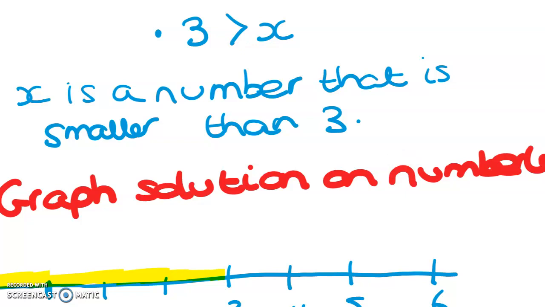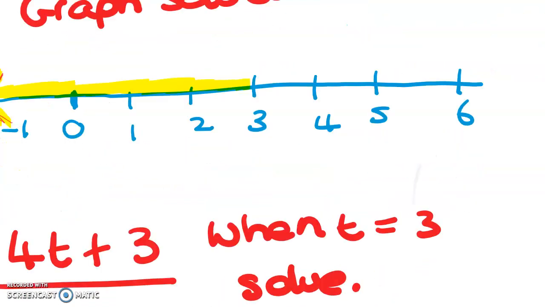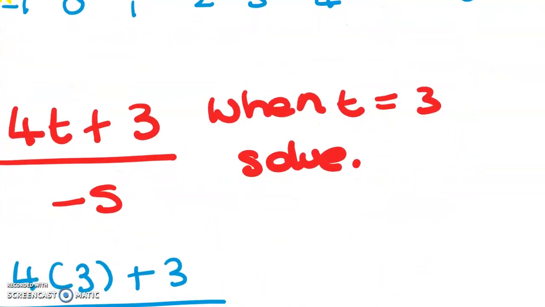So it's real, we need to shade for it. And then what we must do is put on an arrow at the end, because we're saying x is a number that's smaller than 3, but it shouldn't go on forever. Sure, it could be -1 million for all we know. And that's the answer. The next one, just to show you as well, 4t plus 3 over -5.